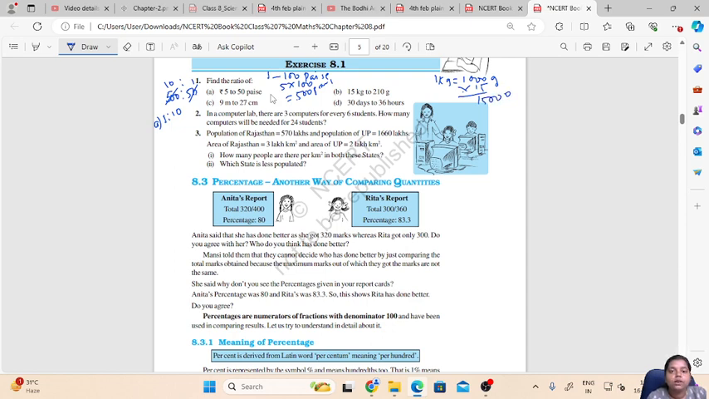1500. So 1500 is to 210. So we need to divide it with the HCF, that is 30. That will give rise to 7 by 210. So 210 is to 7. This is the ratio.